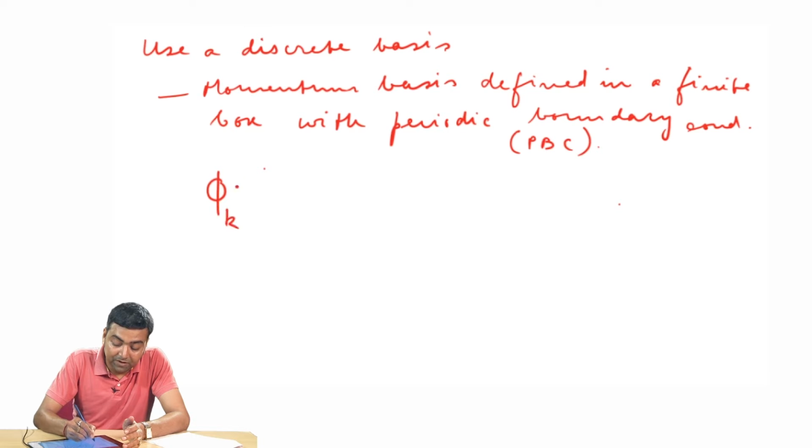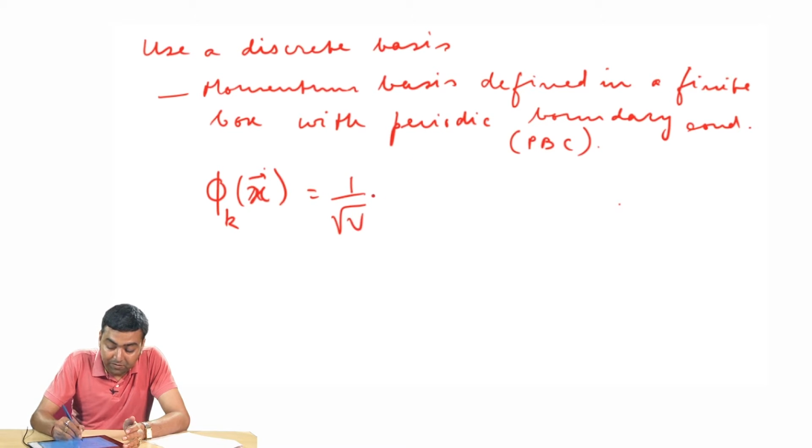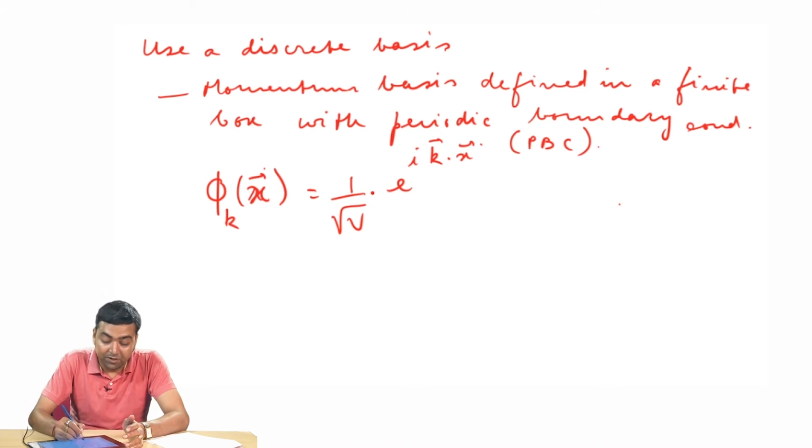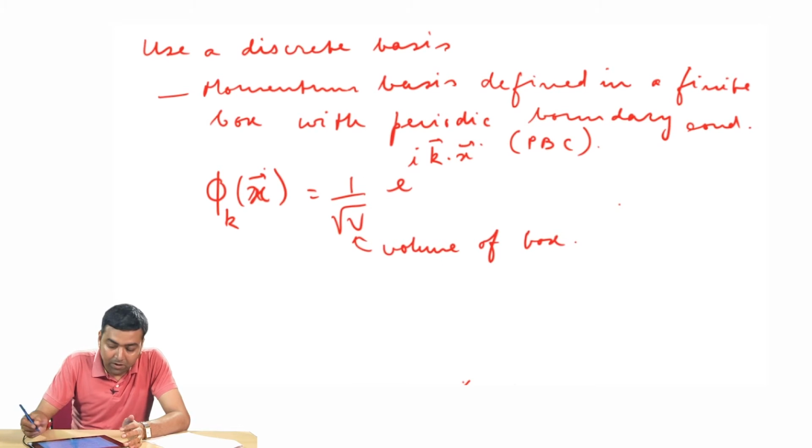So, you can write phi k as a function of x. These are nothing but my plane waves. So, it is e to the power i k dot x, and where V is the volume of the box. So, this V is my volume of the box, and this comes from the normalization constant.